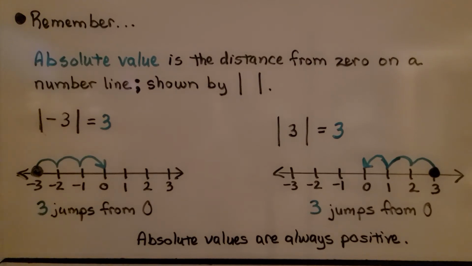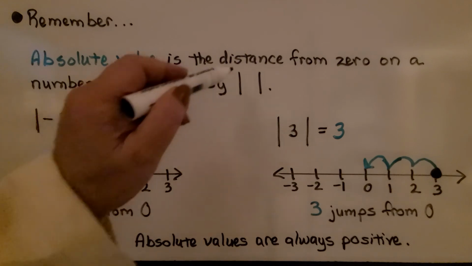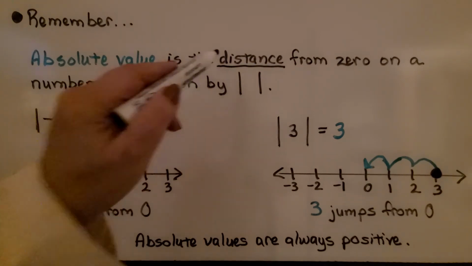Remember, absolute value is the distance from 0 on a number line. It's shown by these bars on each side. So the absolute value of negative 3 is 3 because it's 3 jumps from 0. And the absolute value of 3 is 3. It's 3 jumps from 0. Absolute values are always positive. Distances are always positive.